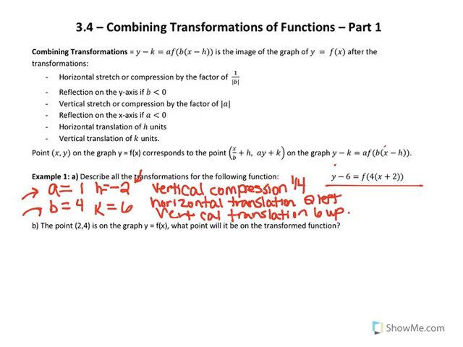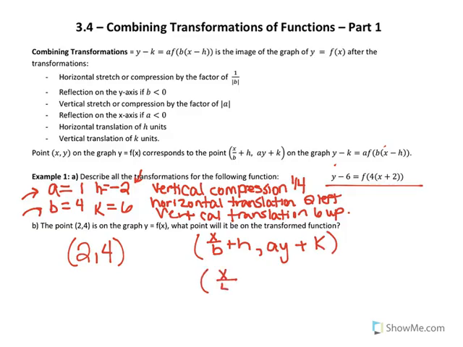Okay, so let's change a point. So we have the point (2, 4). We want to change it to the new graph. So we're going to use x over b plus h and a y plus k. So we're going to go x over 4 plus negative 2, so minus 2. And there is no a but y plus k, so plus 6. So there's our manipulation.